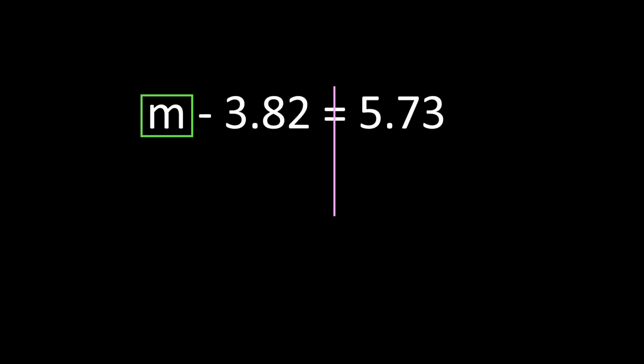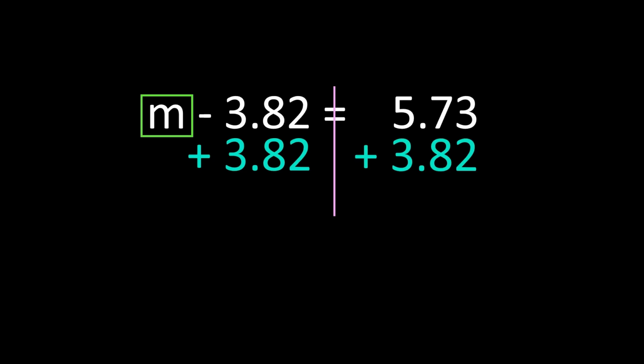And to get the negative 3 and 82 hundredths to 0, that means we have to add 3 and 82 hundredths. And if I add 3 and 82 hundredths to the left-hand side, I have to add 3 and 82 hundredths to the right-hand side. So let's focus on the left-hand side first. With our variable m, I didn't do anything to the variable. That variable m is still there. I didn't add another m, I didn't subtract m, I didn't touch the variables. So the m is still on the left-hand side of our equation.